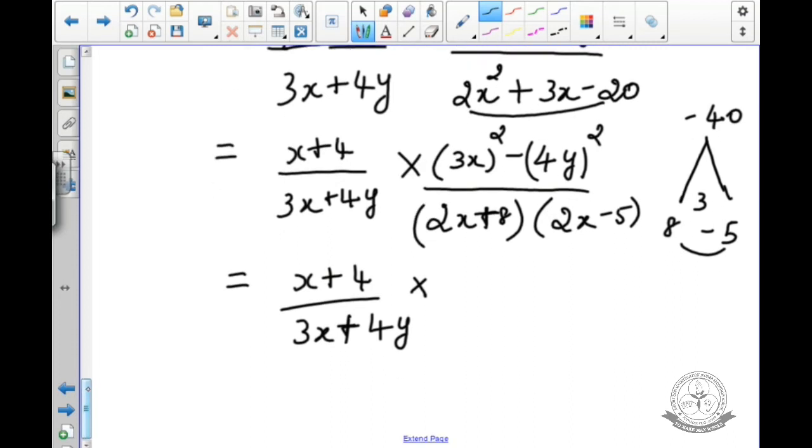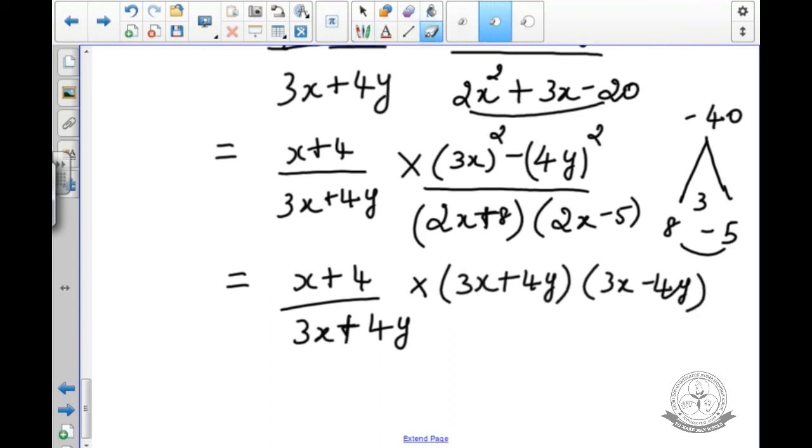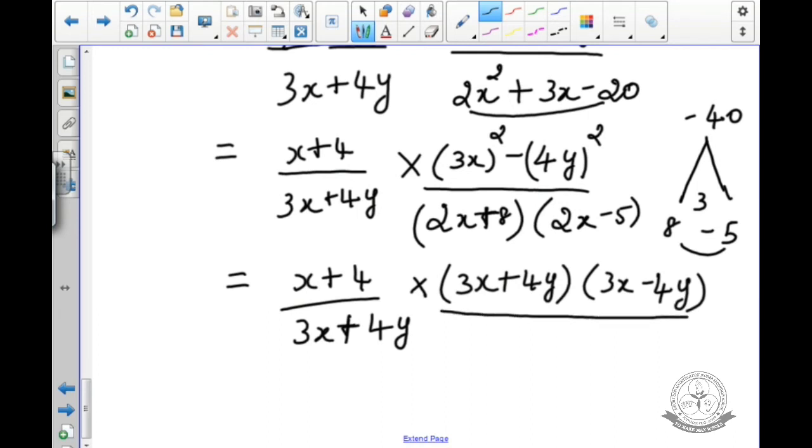So here also we should write like that. So this 3x is considered as a and 4y is considered as b. So here a plus b, so 3x plus 4y into 3x minus 4y divided by, here also I can take out 2 from this term.